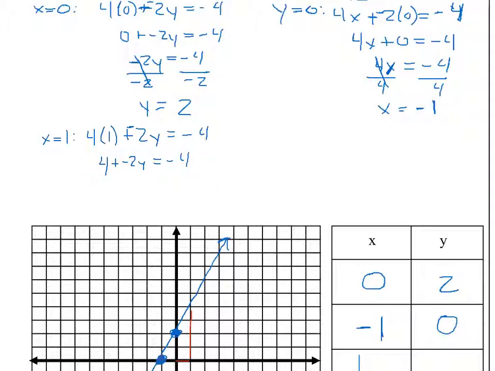Kevin? Yeah, so we're going to add a negative 4 to both sides. So negative 4 plus negative 2y is equal to negative 4 plus negative 4. Negative 2y is equal to negative 8. Now we're down to a 1-step equation. Divide both sides by negative 2. I get y is equal to negative 4. Sorry, that should be a positive 4.